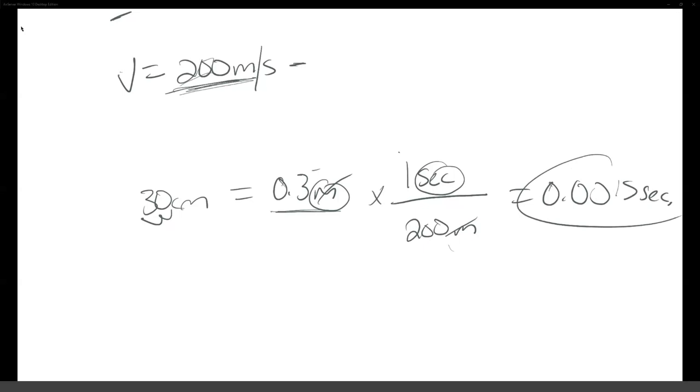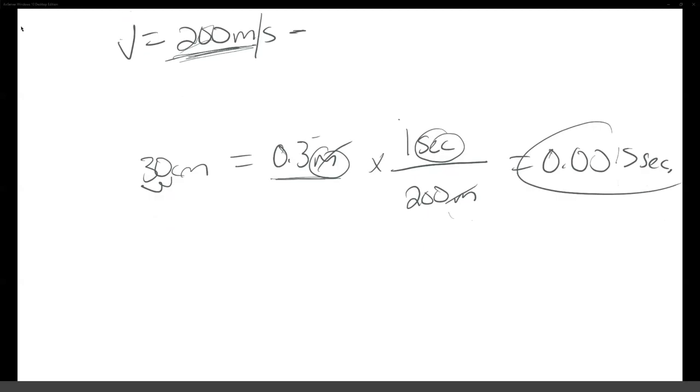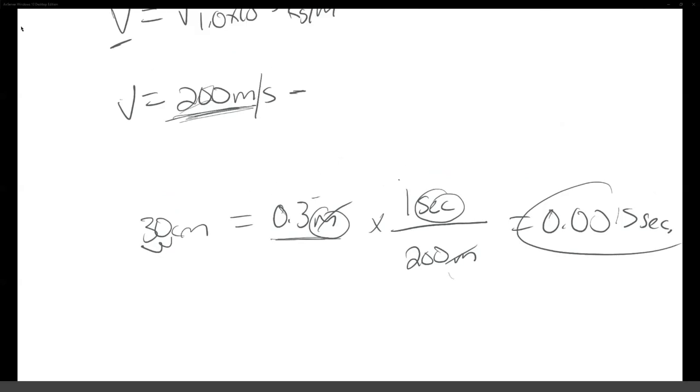So in problem 1, that'd be the speed of one of the spiders probably, and then we'd have to figure out the speed of the other one and determine which one would feel that vibration first. Right? Does that make sense to everybody? So this would be for 1.